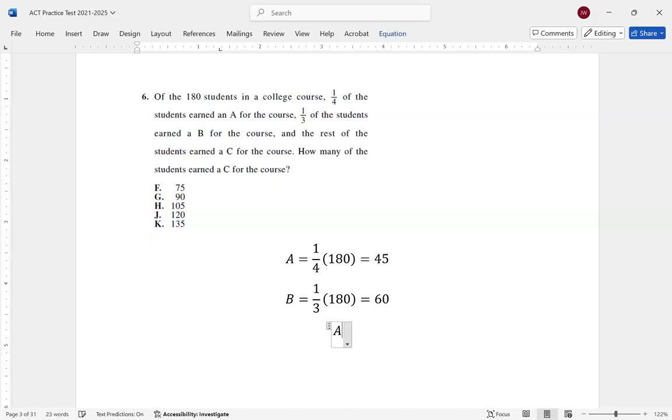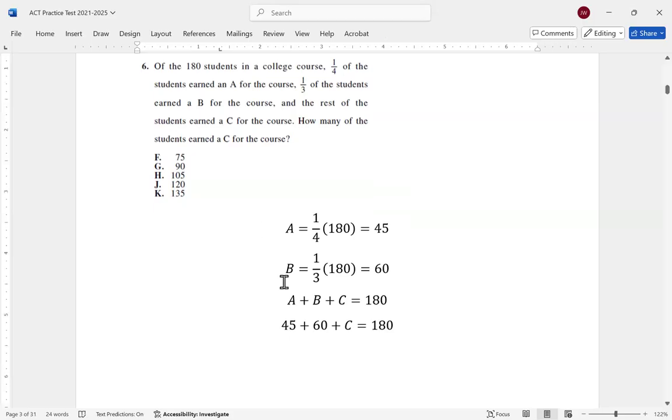Since A plus B plus C has to be the total number of students, and now we know the number who earned an A was 45 and the number who earned a B was 60, we can solve. You can either add the 45 and 60 to get 105 and then subtract, or you could subtract 45 from both sides and then subtract 60 from both sides. In either case, the number of students who earned a C was 75. So the number who earned a C was 75, and that is option F.